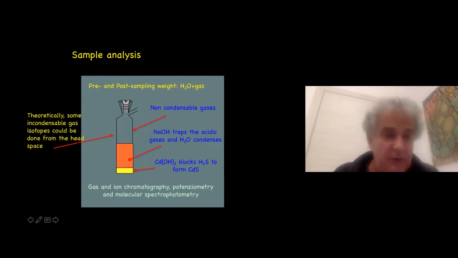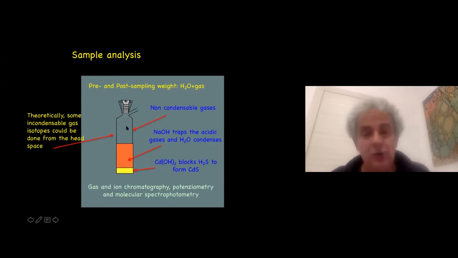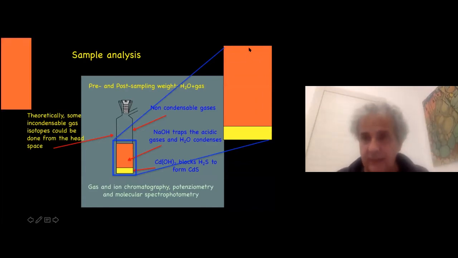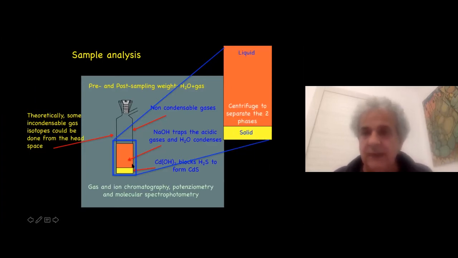But if you want, you can also do the stable isotopes of the uncondensable gases, because here you have an enrichment, as I said before, a pre-concentration of the uncondensable gases. Let's have a look at the solid and liquid phase, okay? Basically, we have the liquid phase and the solid phase. We centrifuge to separate the two phases, okay?